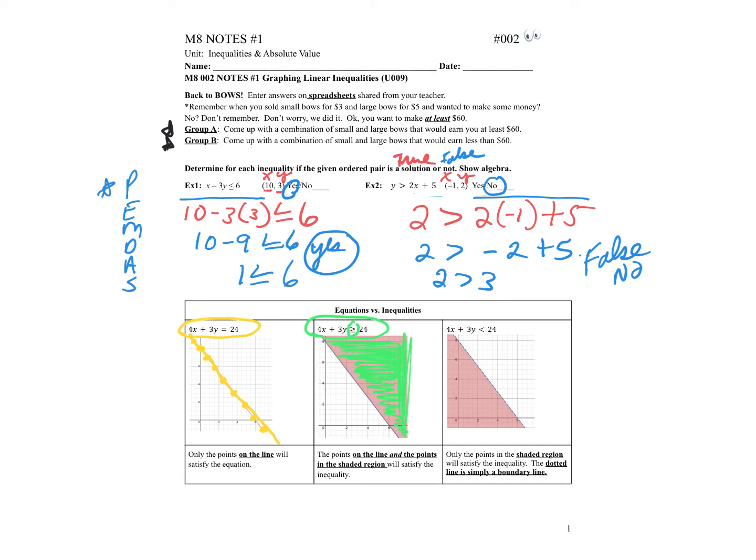And it holds the same here. See how you have a less than sign? So now the line is going to be dotted, okay? And you're going to shade the truth. Everything shaded is a solution, or any ordered pair in this colored area will make this inequality true.